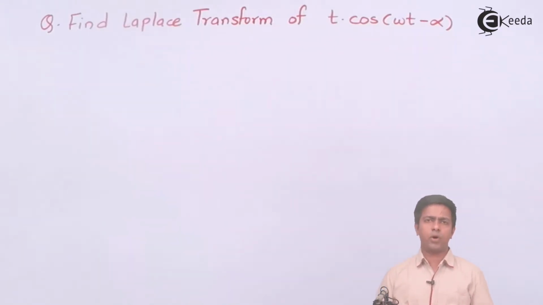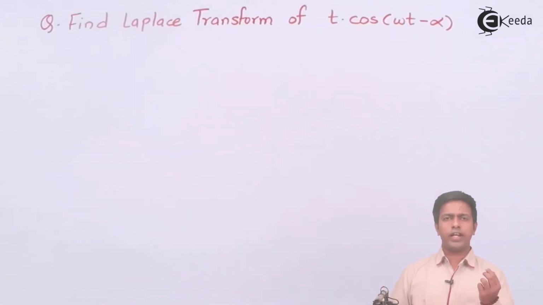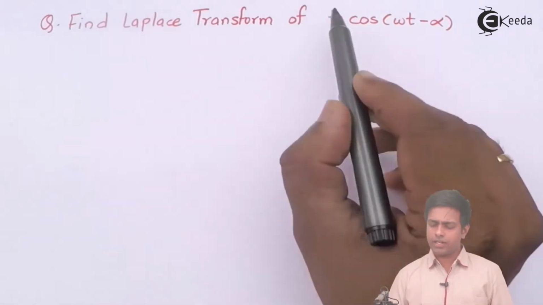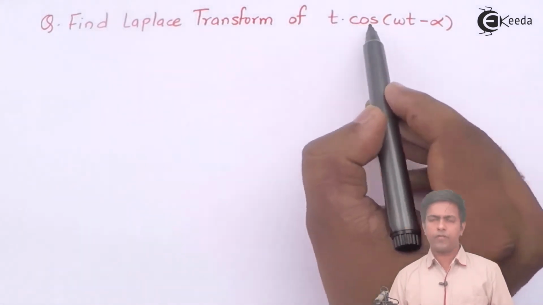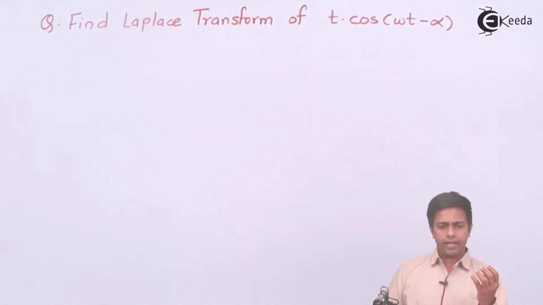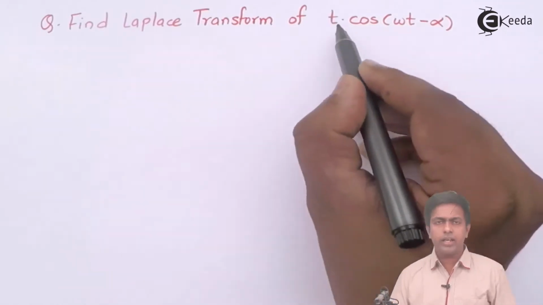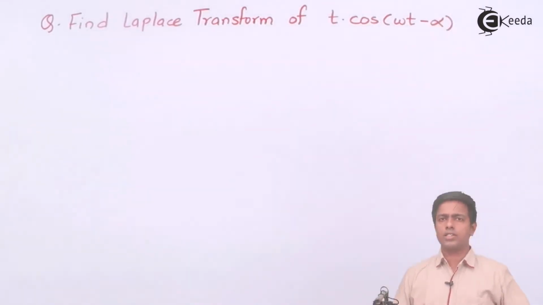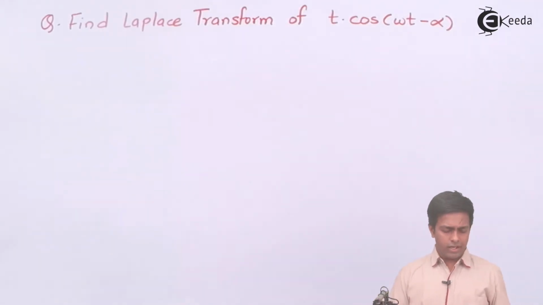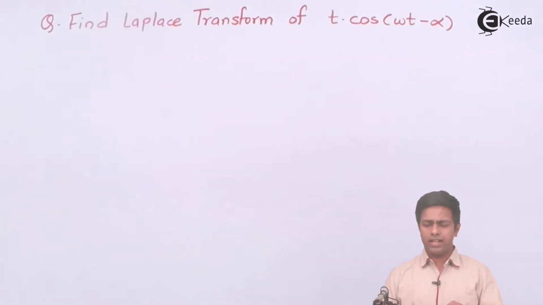Now how to identify the property? Multiplication by t property is always in the form of t into f of t. So you can see here that I have t multiplied with f of t. It's not necessary that every time we'll get t, it can be t square or t cube, but that will be multiplied by some function. That function can be algebraic, exponential, and so on. So here t, and I have one more function, so I'll call this cos of omega t minus alpha as function of t.